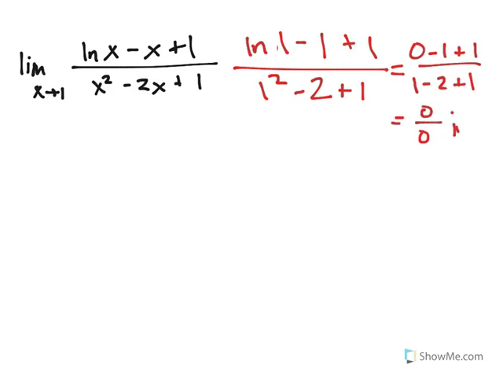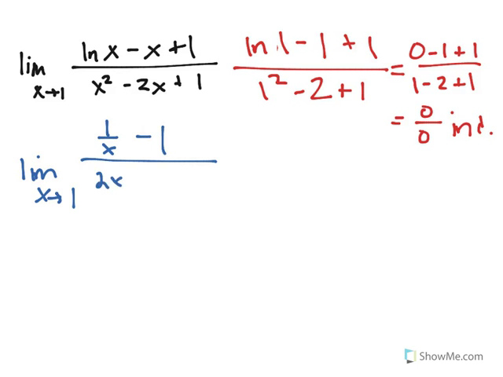0 over 0, surprisingly, it's indeterminate, which means we can apply L'Hopital's rule, which means that the limit of the function above is equal to the limit of the derivative at the top, which is 1 over x minus 1, over 2x minus 2. I can fill the numbers in. I get 1 over 1 minus 1 on top, and 2 minus 2 on the bottom.